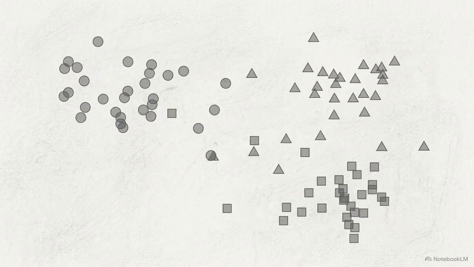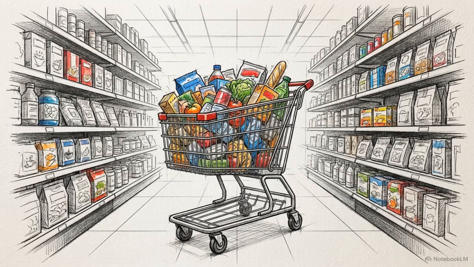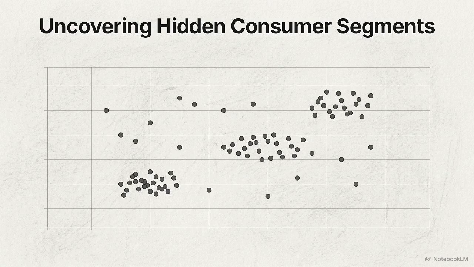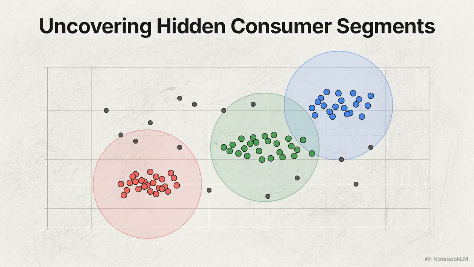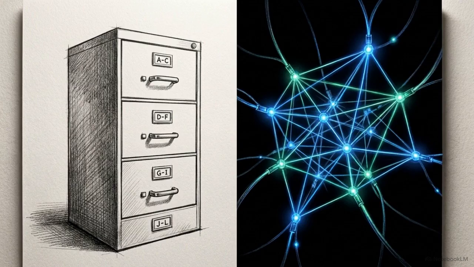This is where unsupervised learning comes in. Instead of looking for a specific target, clustering algorithms analyze the data to find inherent similarities and group them accordingly. A supermarket might use this to analyze shopping baskets. Without any prior labels, the algorithm can group customers by buying patterns, uncovering specific consumer segments that were previously invisible. Supervised learning maps known historical patterns, while unsupervised learning uncovers new, hidden structures within a dataset.